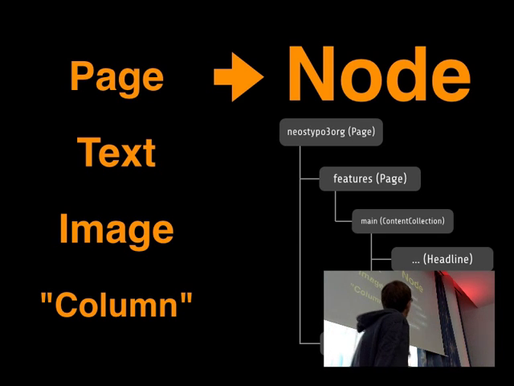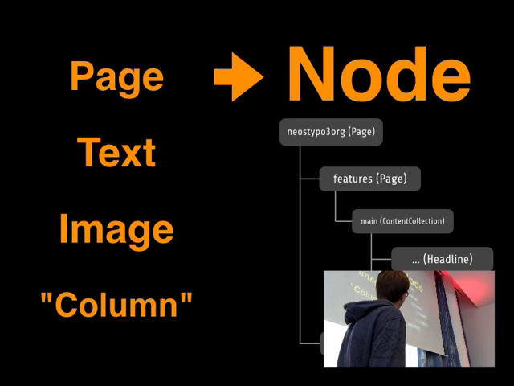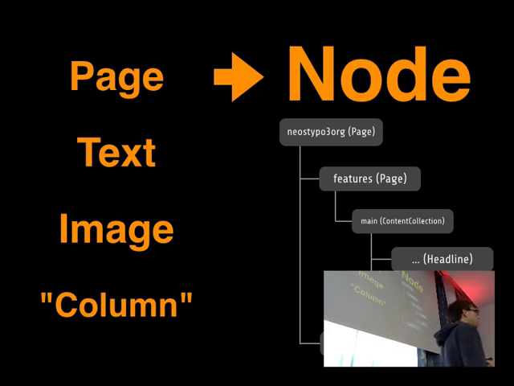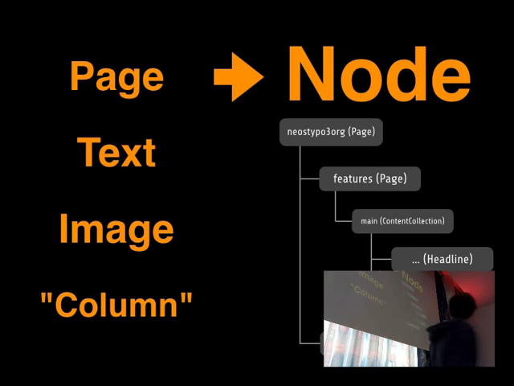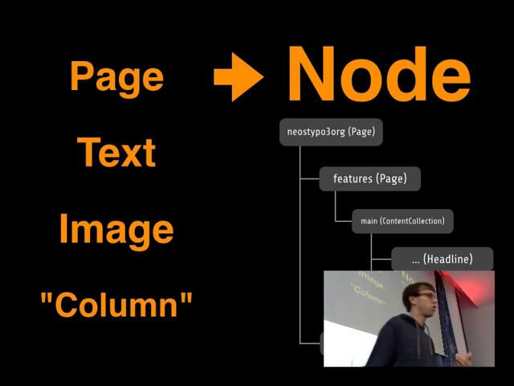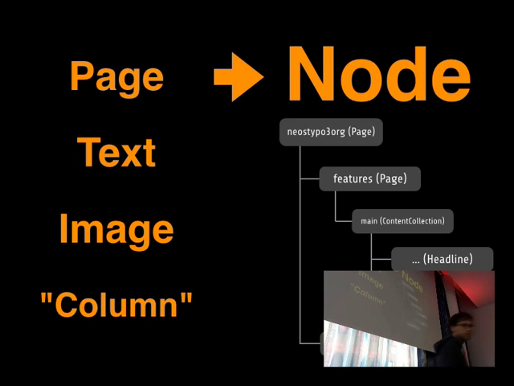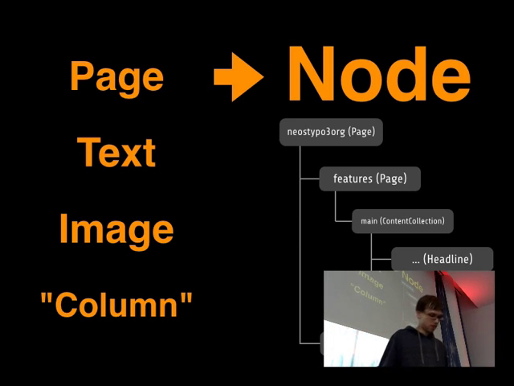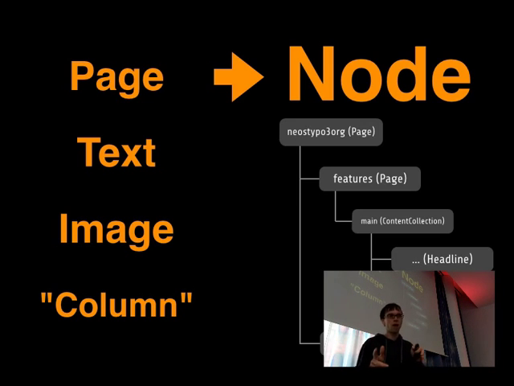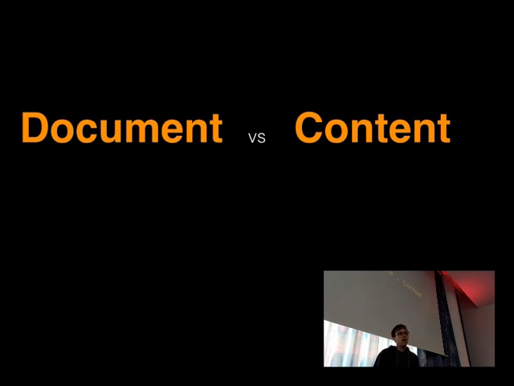And these nodes all have some identifier, like Neos, TYPO3, features, main, and so on. And they have a certain type. The type of the node, page, headline, text, determines what properties a node has. And if you look closely, you see that there are roughly two main types. We have something like pages and something like headline and text. We call that the distinction between document nodes and content nodes.